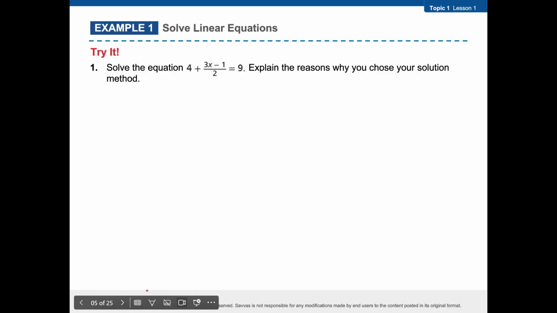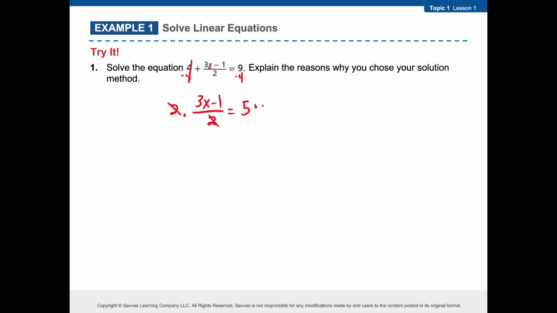You can pause it here and try it on your own, see if you get the same answer. Same thing, trying to isolate the x here, get rid of minus 4. 3x minus 1 divided by 2 equals 5. Multiply 2 to both sides to get rid of that fraction bar. This problem does not have a distributive property, so go straight into adding 1 to both sides.